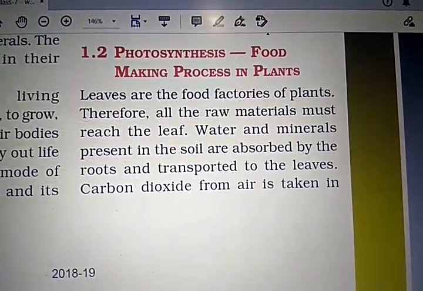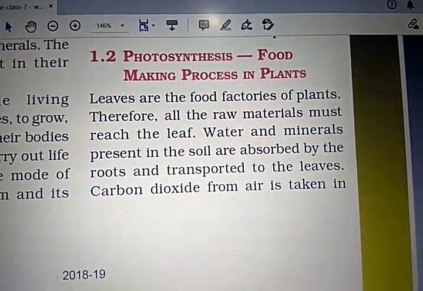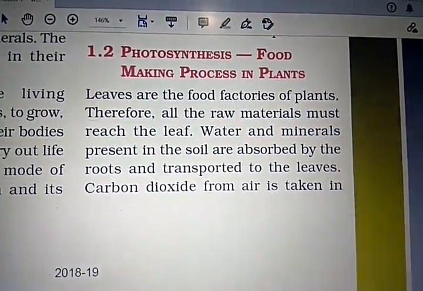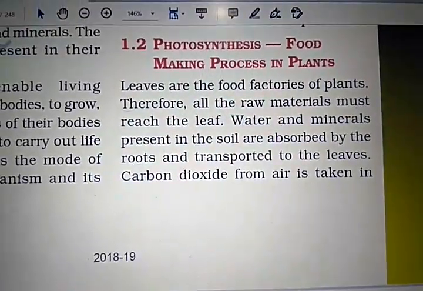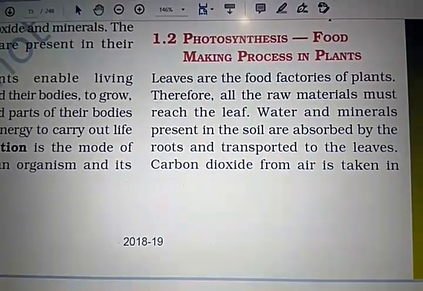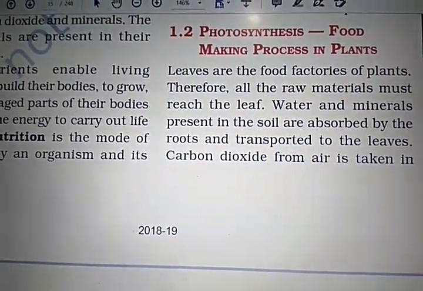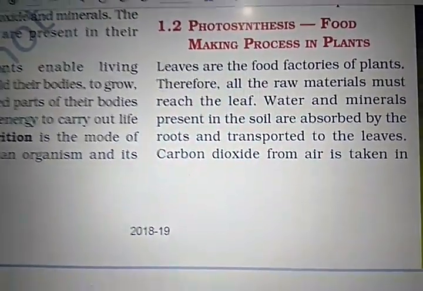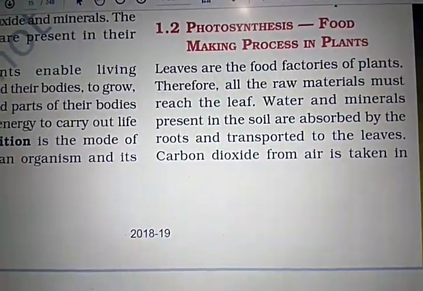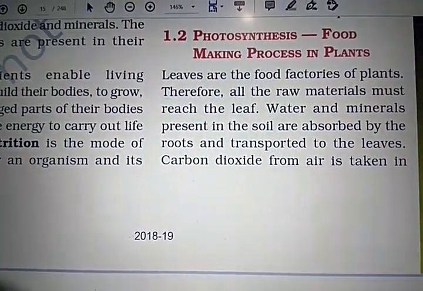Now let's talk about photosynthesis, the food making process in plants. You have learned the definition of photosynthesis in your previous standard: plants prepare their own food, or you can say starch, in the presence of sunlight using carbon dioxide and water. Such a process is known as photosynthesis.